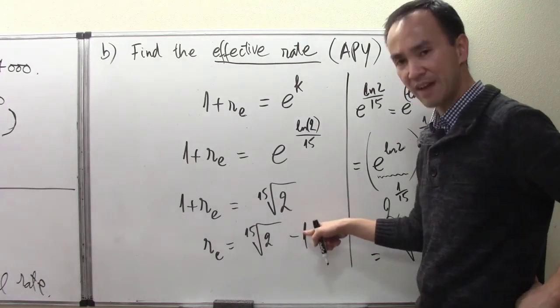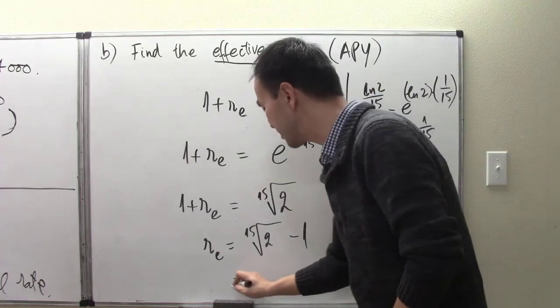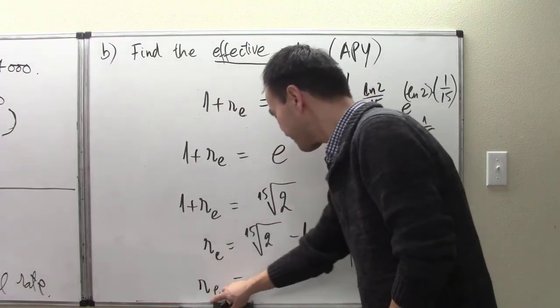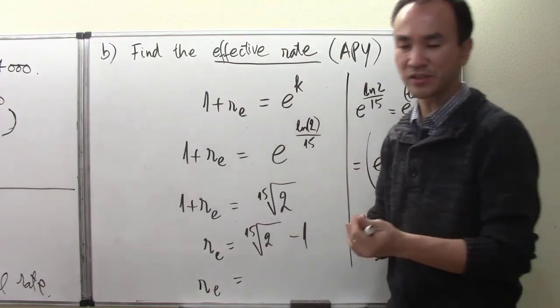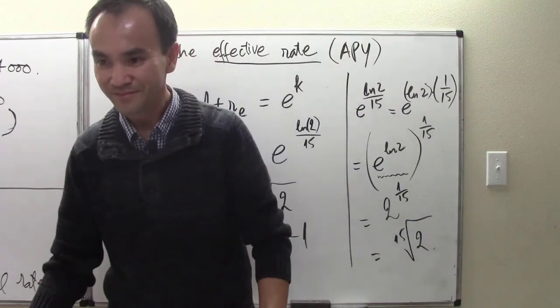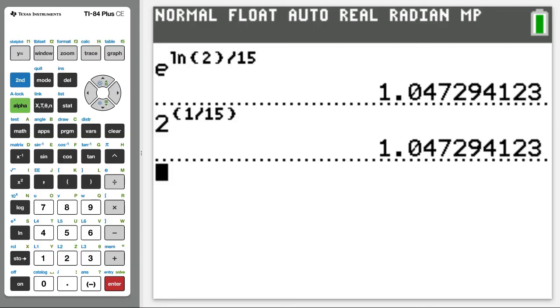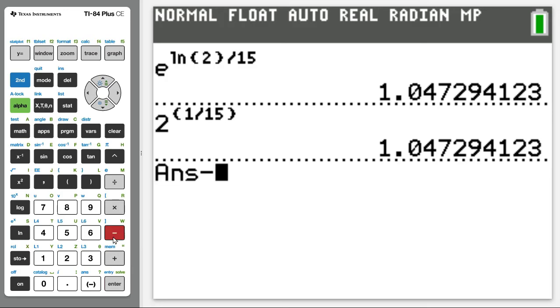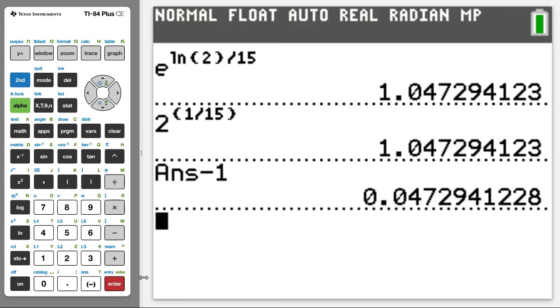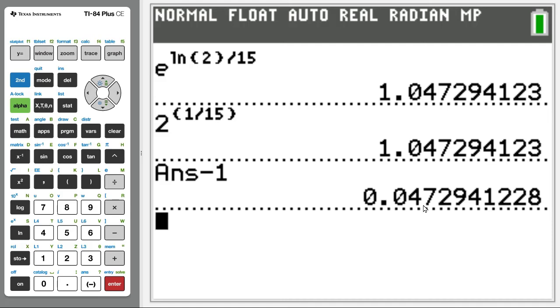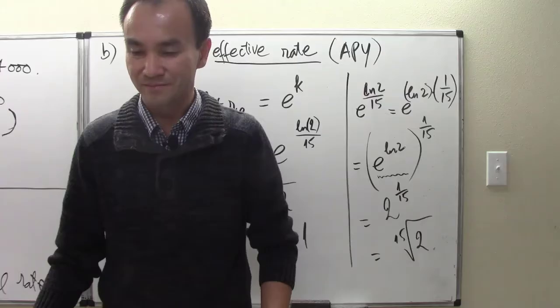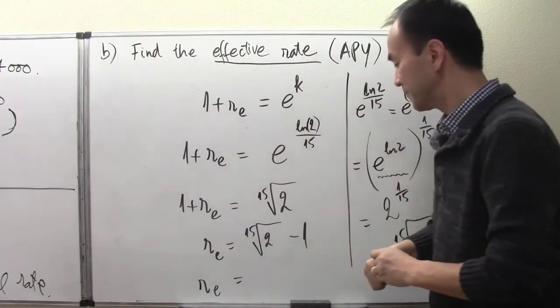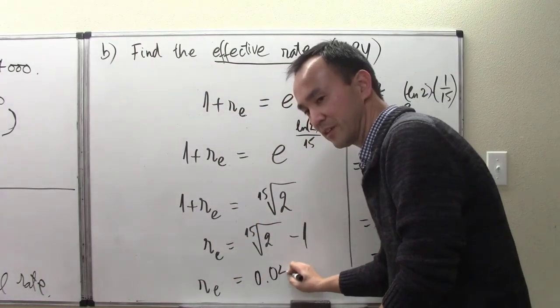All right, now we have our right to go with all the crazy decimals. So the effective rate equals, let me swing back to the calculator screen. With the calculator, we can go with either expression, but now subtract 1, the answer minus 1. We're going to end up with 0.04729 and a lot longer. How about 5 decimal places? It's good enough. So the effective rate is 0.04729.